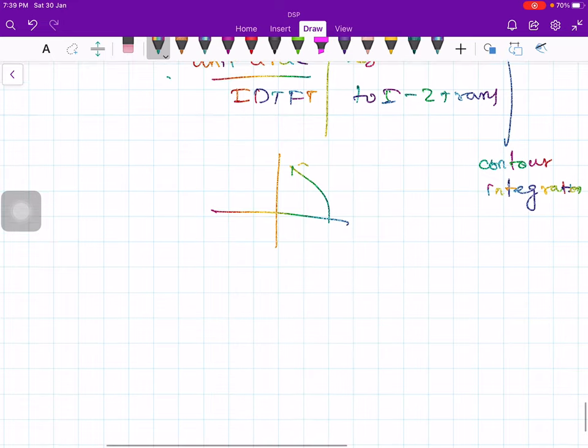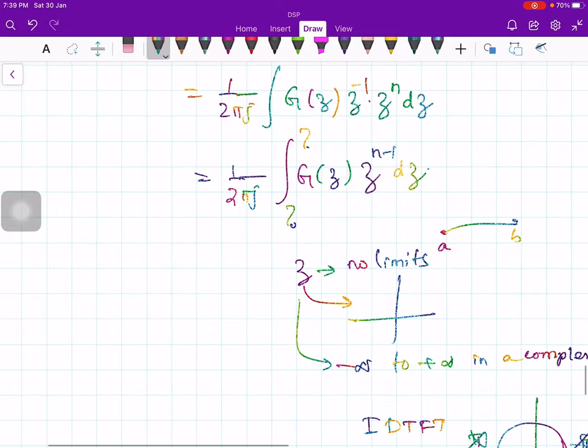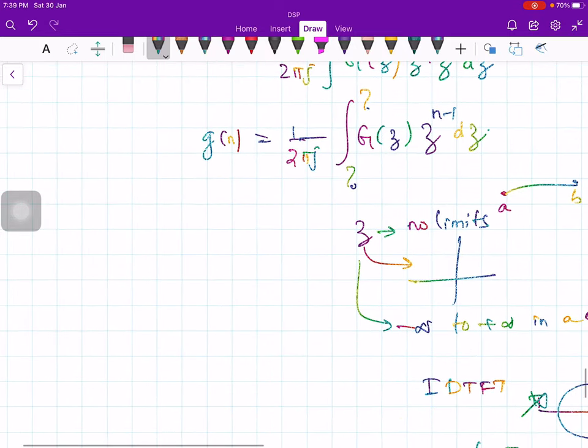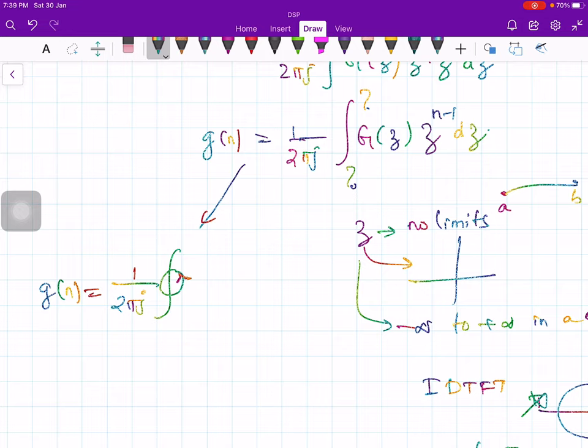Therefore, on the left hand side I have g of n. This becomes g of n is equal to 1 over 2 pi j. So I put a circle and put an arrow mark, anti-clockwise. This indicates the anti-clockwise direction. Okay, let's call this contour C. And then g of z to the n minus 1 dz.